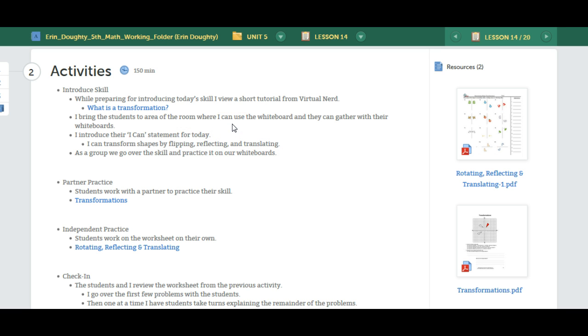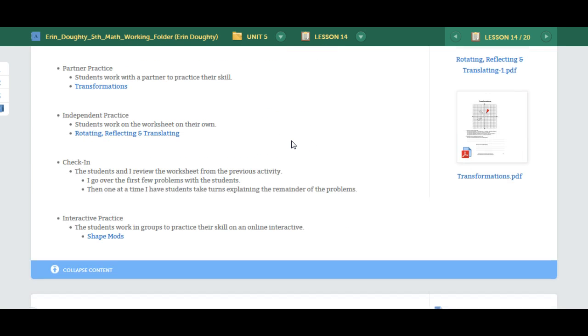I bring the students to the whiteboard and introduce the I can statement, which is I can transform shapes by flipping, reflecting, and translating. We go over several examples on the whiteboards, and we focus on introducing those vocabulary terms and others, such as the line of symmetry, so the students have the vocabulary to go along with those main 3 types of transformations.